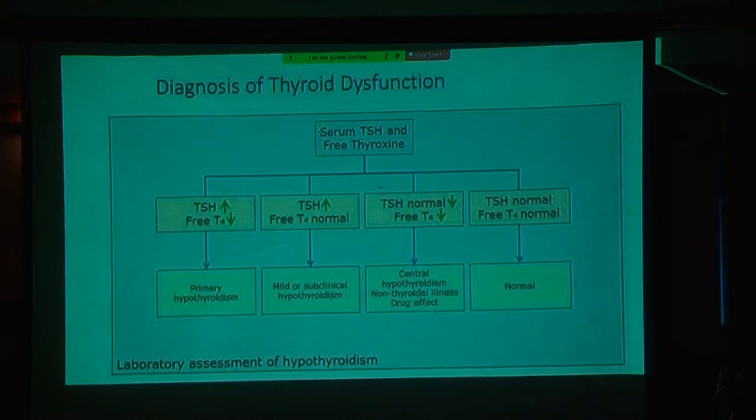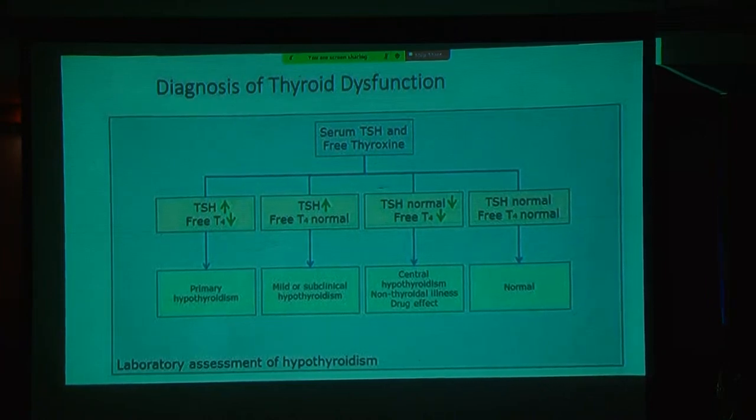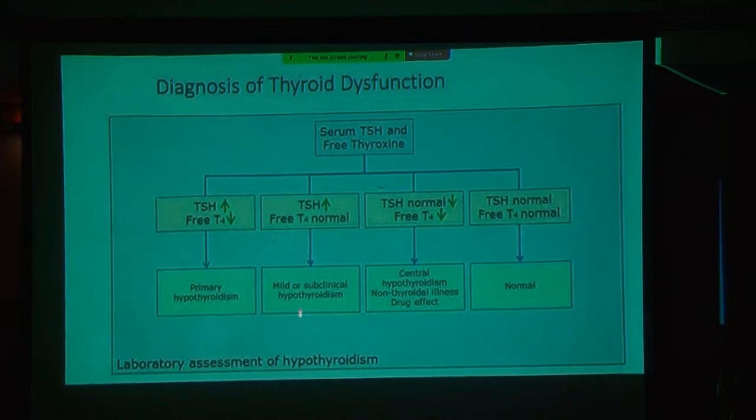Only this combination. If you see TSH levels elevated and free T4 down, that means you are dealing with primary hypothyroidism. It is overt hypothyroidism, no question. The problem is in the thyroid gland. The second situation is TSH elevated and T4 normal. You are dealing with subclinical hypothyroidism.